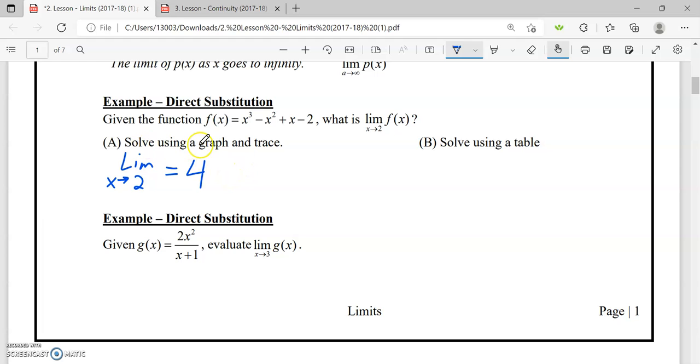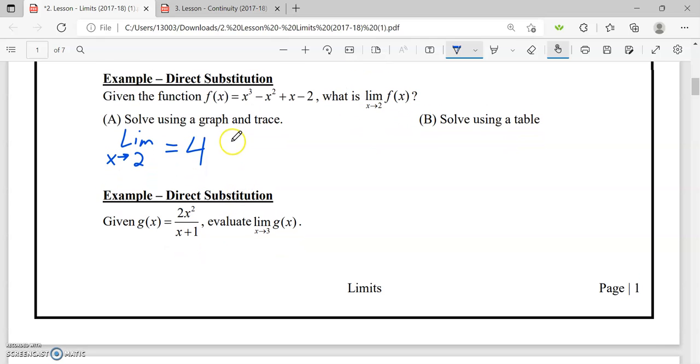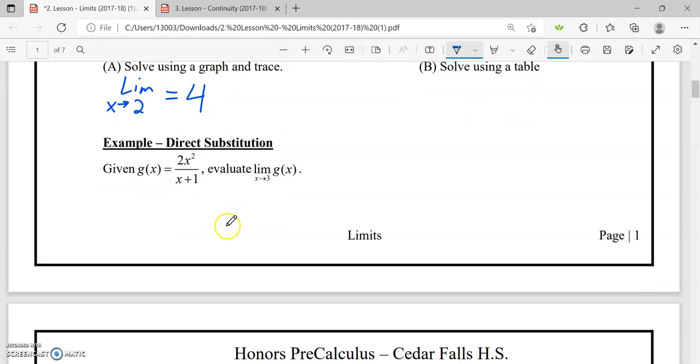Graphic is solve using graph and trace. Well, that's kind of what I just did. I was proving it other ways, but that's one way to do it. Using a table, I'll make that a separate video actually, because I want to keep going in the content of limits here. So again, we can try it and it works great.